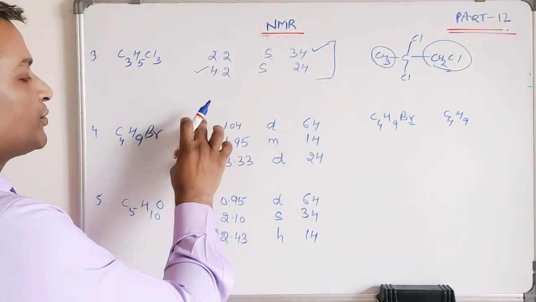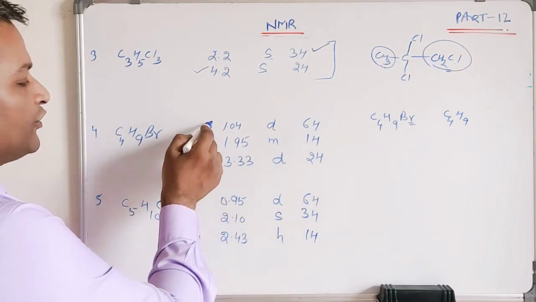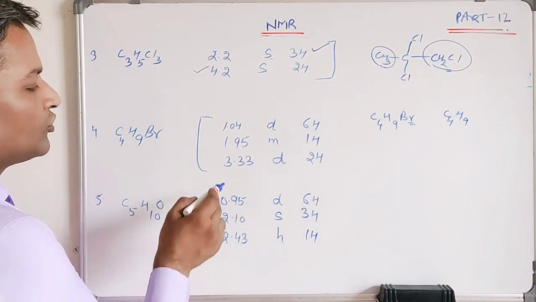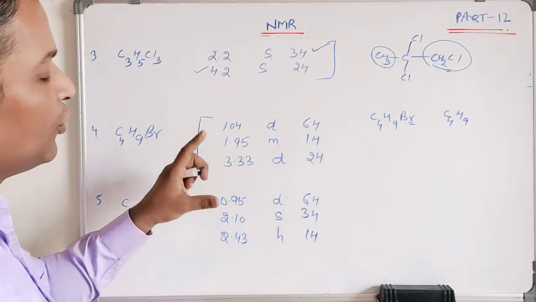So this compound must be a saturated compound and contain 3 types of environment. As you can see here, the environment is almost alkane type. There is no aromatic part.